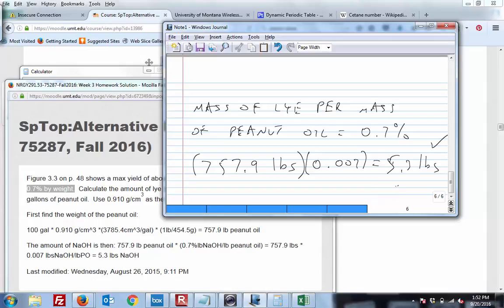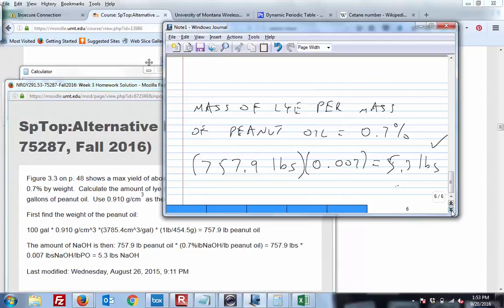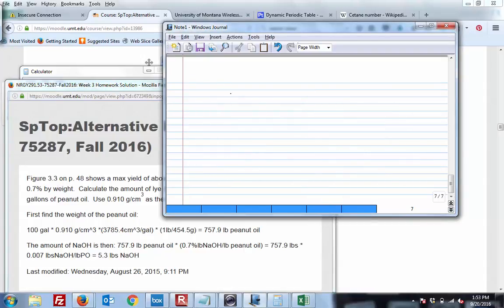Can you read that first line, because I'm very confused with that. This right here? Yes. Sure. 98% for alkaline catalyst concentration of 0.7% by weight. Yeah, I guess that would be 0.7% lye by weight. Exactly.